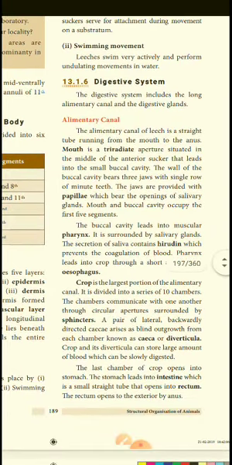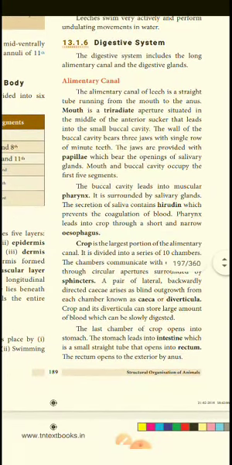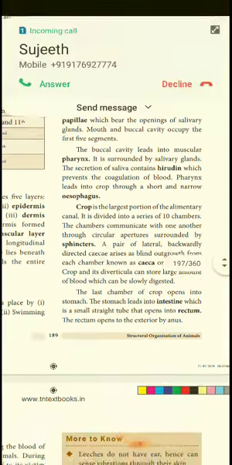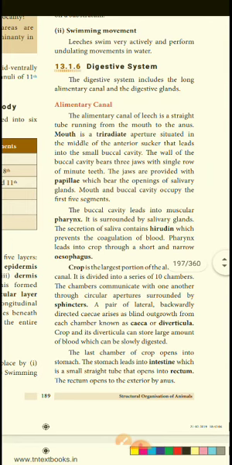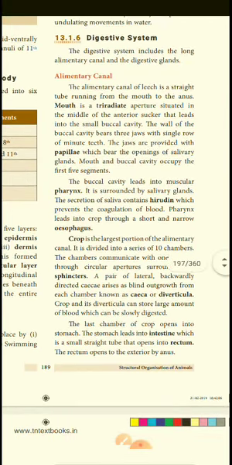Next important topic, the digestive system. The alimentary canal is the digestive canal. What is the alimentary canal? It is a straight tube. It starts from the mouth and ends at the anus. There is a small buccal cavity. The wall of the buccal cavity bears three jaws with a single row of minute teeth. The jaws are provided with papillae. The buccal cavity leads into a muscular pharynx, which is surrounded by the salivary gland.